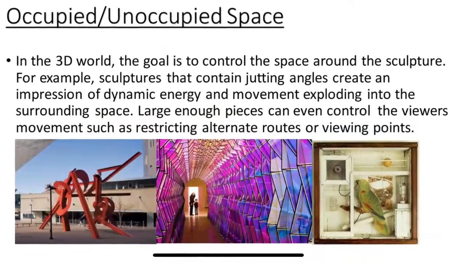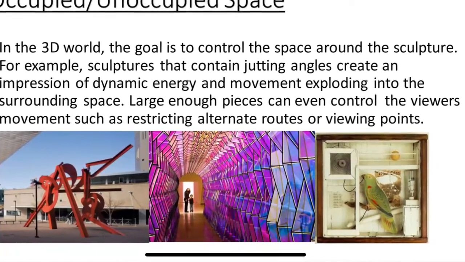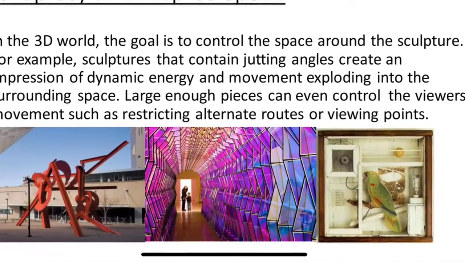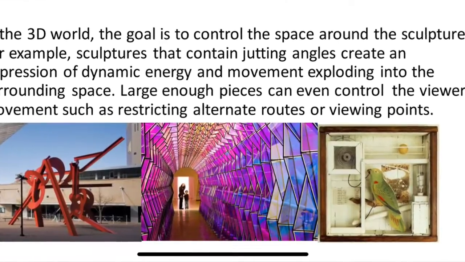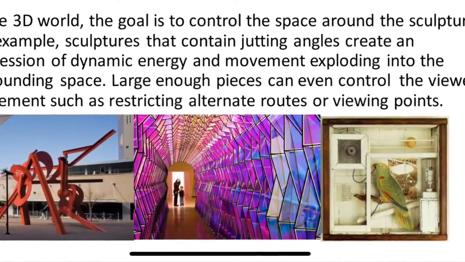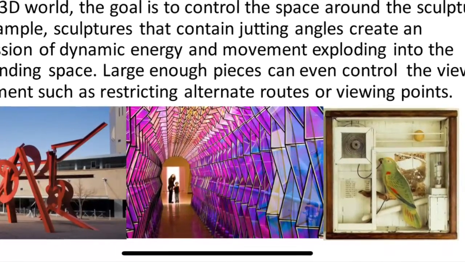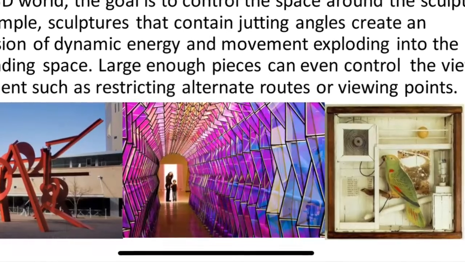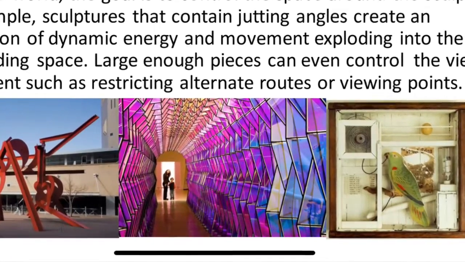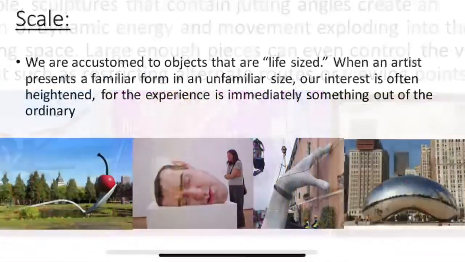The third element is space. In the 3D world, it's important to consider both the space within and around the sculpture. For example, sculptures that contain jutting angles create an impression of dynamic energy and movement exploding into the surrounding space. Large enough pieces can even control the viewer's movement, such as restricting alternate routes or viewing points.